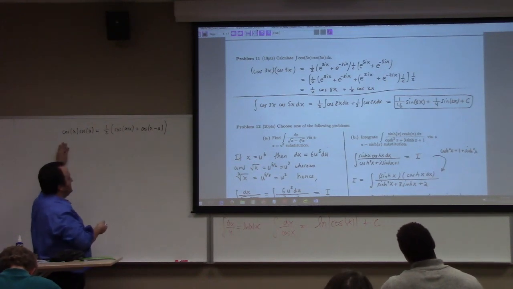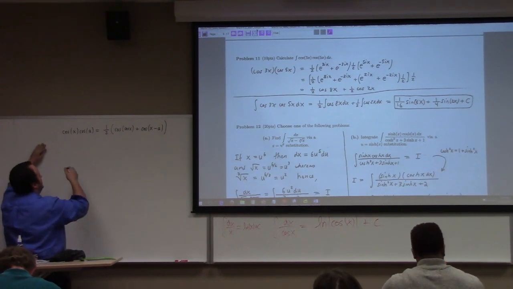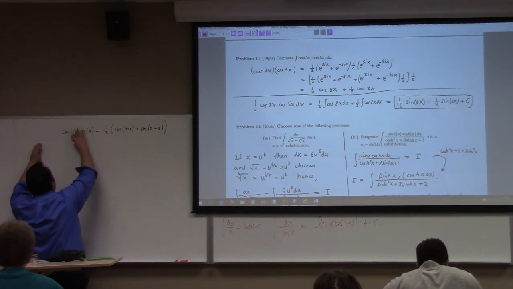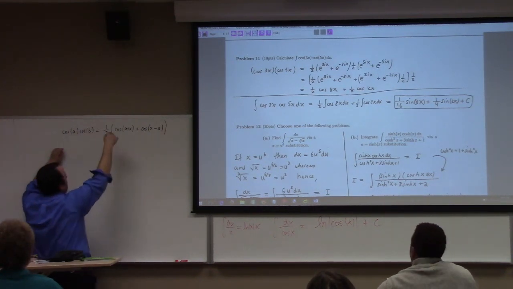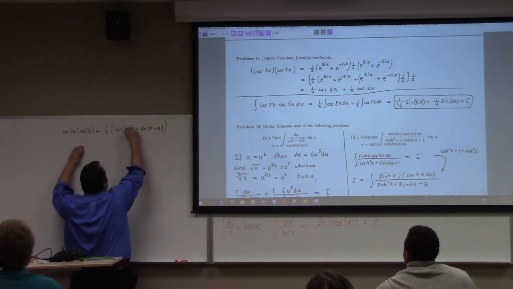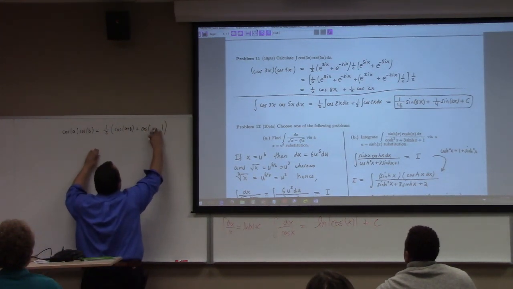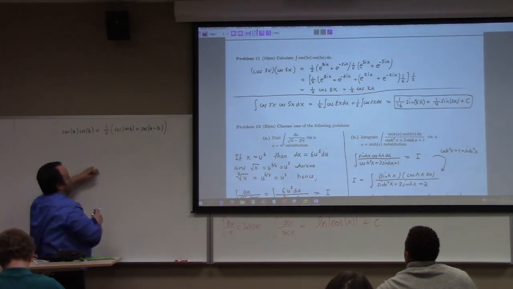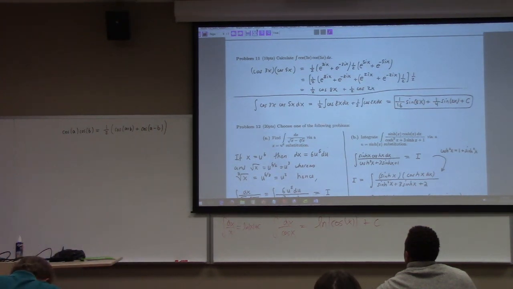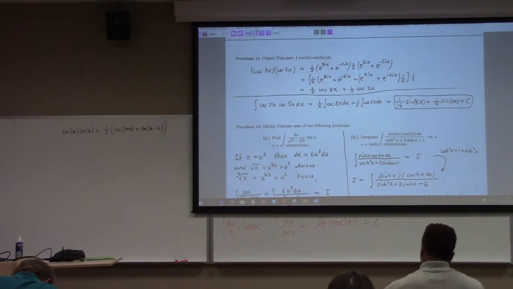Maybe it's even better not to use x. Maybe we should just use a and b. Let's try that again: a, b, a plus b, a minus b. Cosine is even, so we can't get into trouble. If I put cosine of a minus b or cosine of b minus a, I get the same animal.